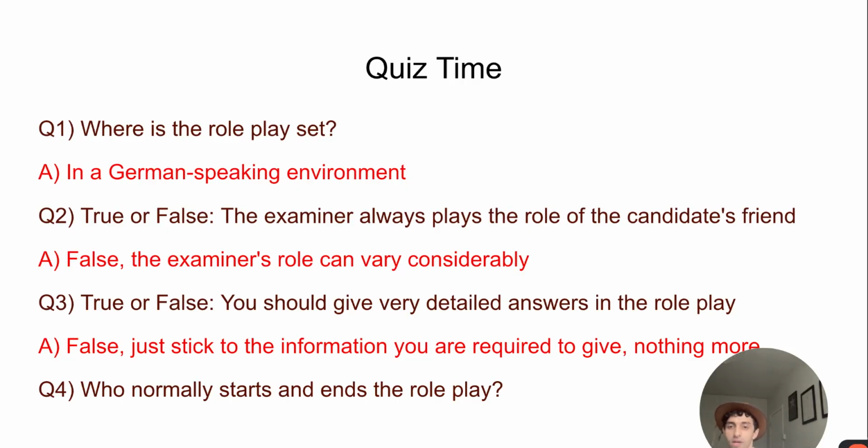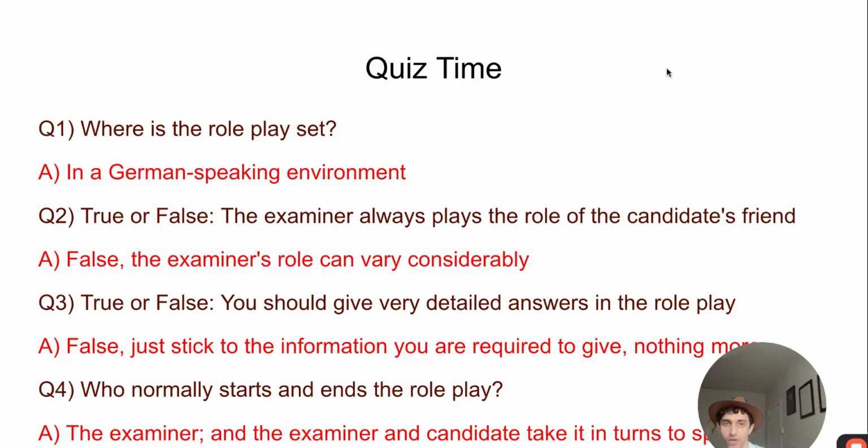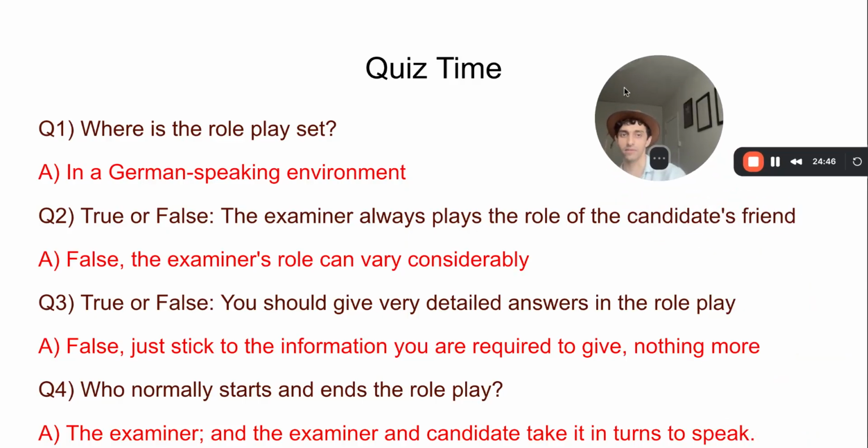And finally, number 4, who is it that normally starts and ends the role play? Again, I'll give you some seconds to think through this. Okay, and I'm going to reveal the answer then. So this is the examiner. So there can be exceptions to that rule for some other exam boards, but yeah, it is generally the examiner that starts and ends the role play the vast majority of the time. And in between, of course, the examiner and candidate will take it in turns to speak, just like a natural real life conversation.